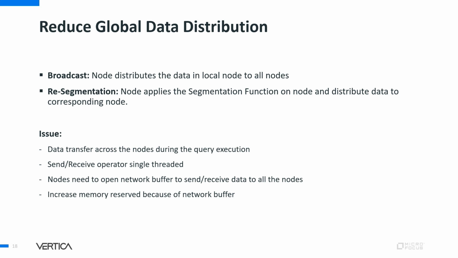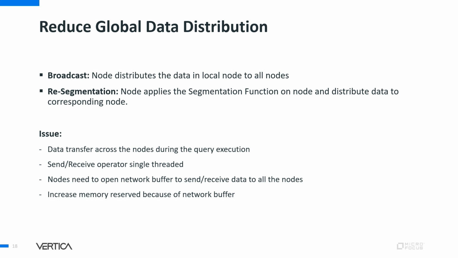Another consideration when creating and optimizing projections is data distribution at runtime. Depending on your query, the Vertica optimizer may need to redistribute data at execution time. This process causes excess network traffic and requires more memory to operate. The optimizer can redistribute data in two ways: broadcast and resegmentation.